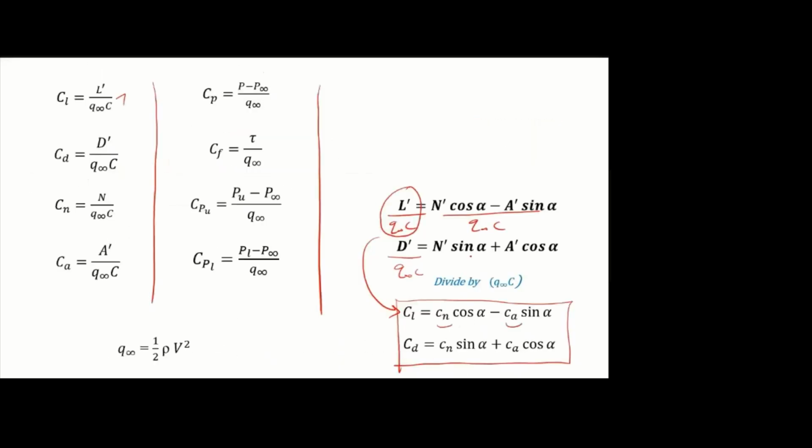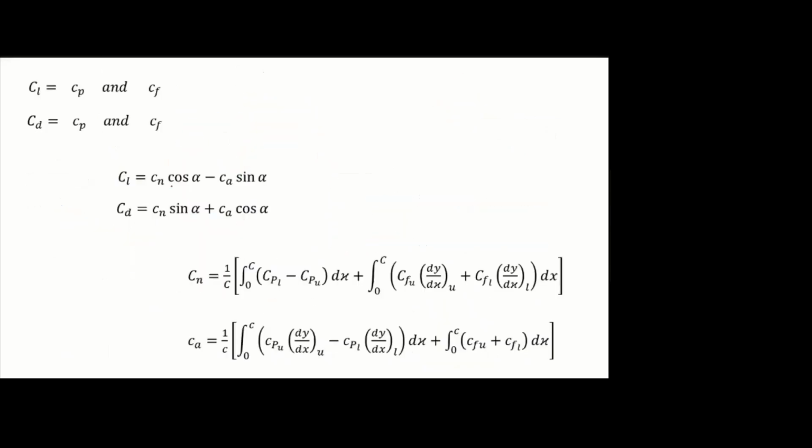So next step. As I said, now I found CL in terms of CN and CA. The next one is CN and CA in terms of pressure and shear stress. This is the second step. With that, we can finish this derivation. Okay, so the first step is over. Now this we have to find: CN and CA in terms of pressure and shear stress.